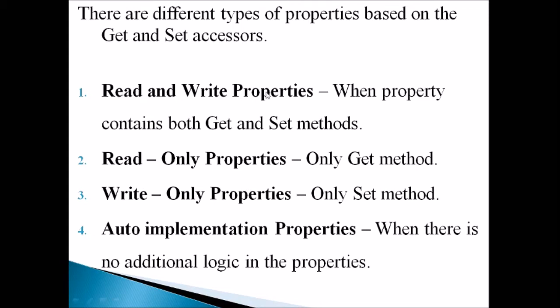First one, read and write properties. Second one, read only properties. Third one, write only properties. And the fourth one, auto implementation properties. If it is a read and write property, then both get and set methods will be used. If it is read only, then the get method alone will be used. If it is write only, then only the set method will be used. If it is an auto implementation property, there will be no changes in the logic of the property. The default thing will be used. So these are the four types of properties which are based on the get and set accessors.